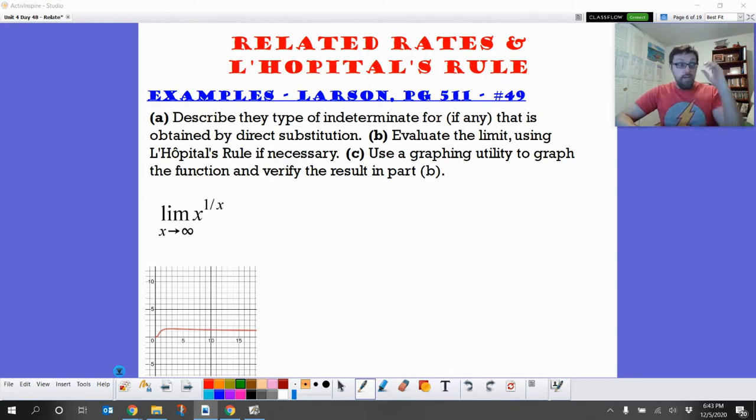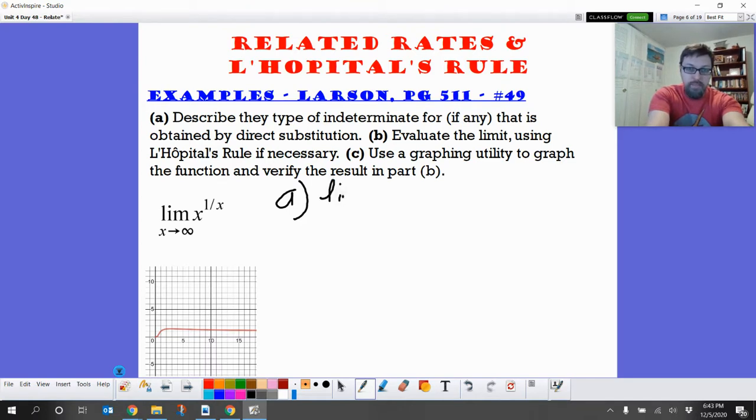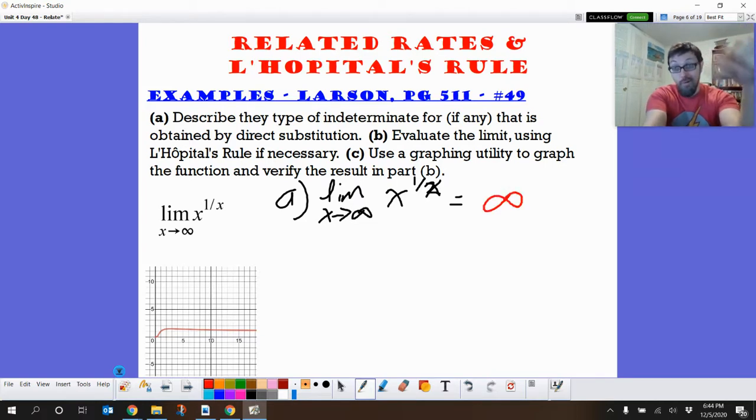In this case, we're trying to find the limit as x approaches infinity, and we can even use this with infinity rules. So in part A, we're deciding what kind of thing we're not allowed to do. This one is the limit as x approaches infinity of x to the 1 over x. When you do direct substitution, you substitute in infinity for both of those x's. So we get infinity to the power of 1 over infinity. We got 1 over infinity, that's basically 0. So we get infinity to the 0.